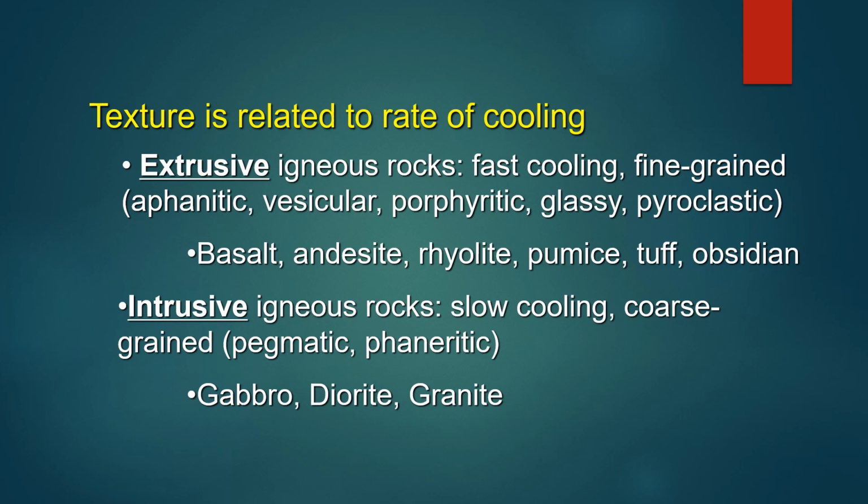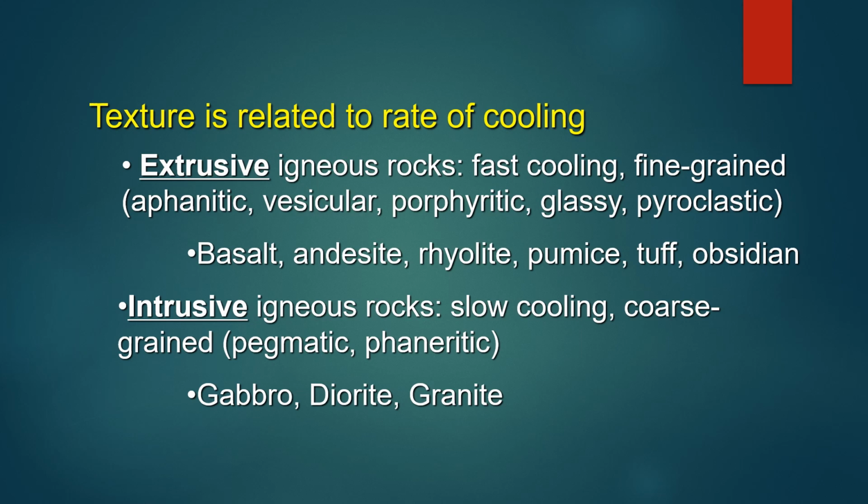Based on the process, we know that extrusive rocks are formed when magma cools and the minerals crystallize at the surface of the earth from lava. The cooling rate is very fast. Therefore, extrusive rocks are characterized by textures like aphanitic, vesicular, porphyritic, glassy, and pyroclastic.